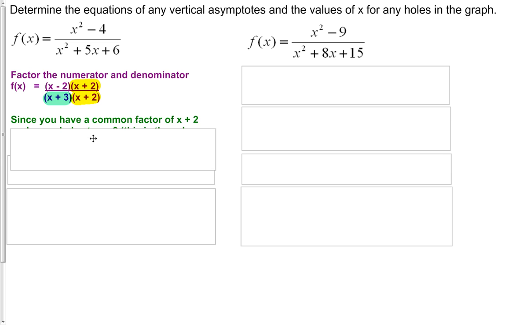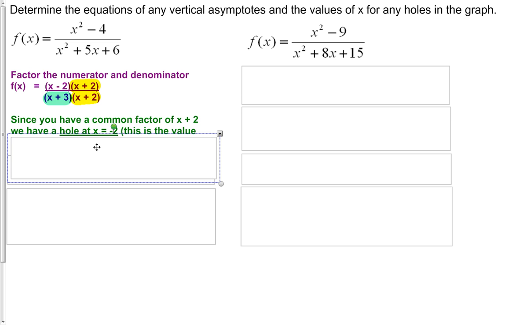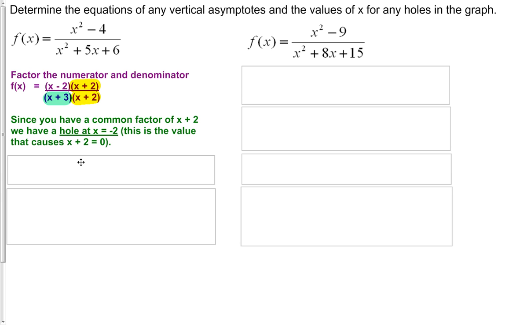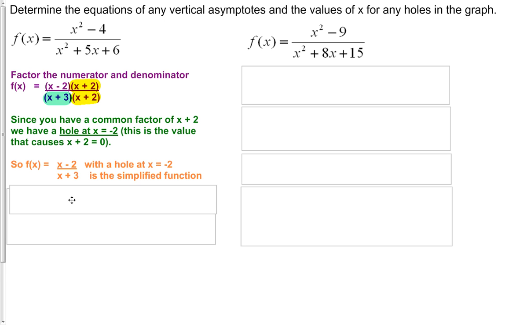We have the common factor of x plus 2, and therefore we have a hole at the place where that goes to 0, x equals negative 2. On the other side here, we have that x plus 3 term. I'll simplify the function after we cross those out. I'm going to actually cross those out right here. So now we're in our simplified form, this x minus 2 over x plus 3, which we can also see right here.